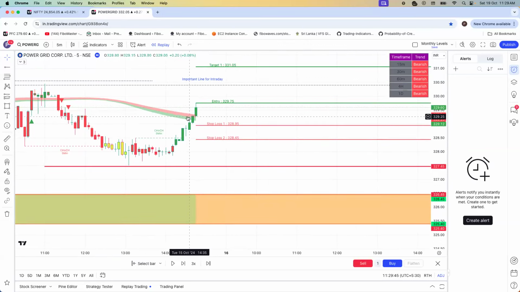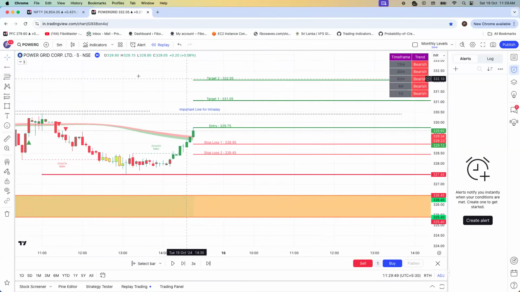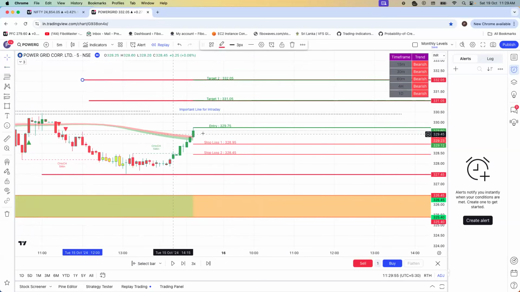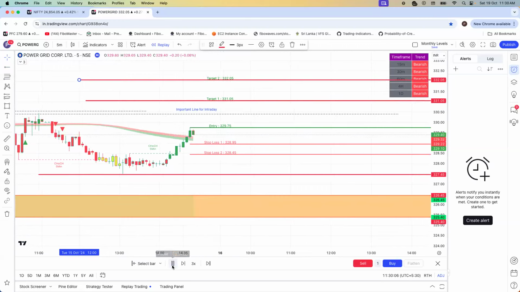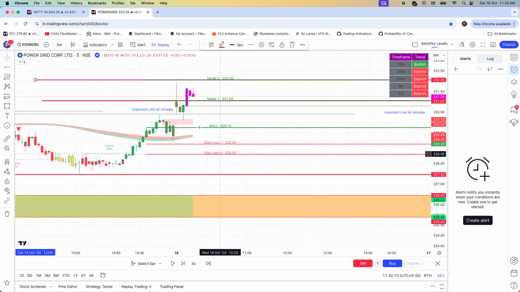When you're getting an entry point here, what will be the targets? Two targets. You get the one target here and the second target is here. So do not expect more targets from this script. We have to expect only target one and target two. That means the trend is on the negative side. It goes there, it crosses, it's a target.